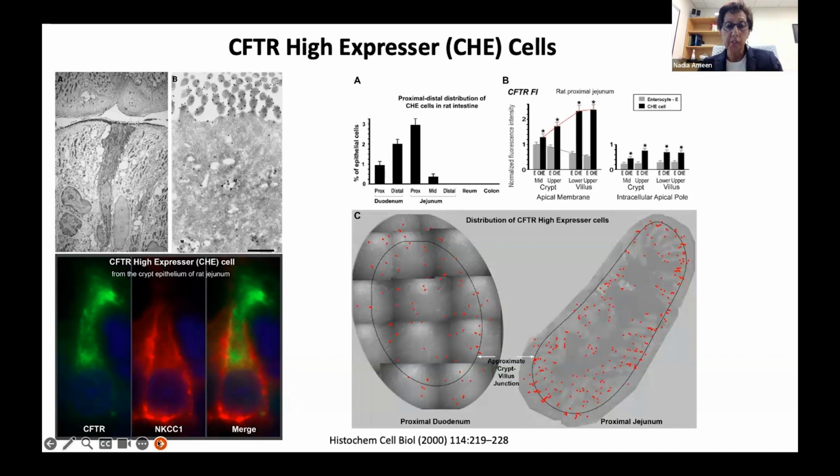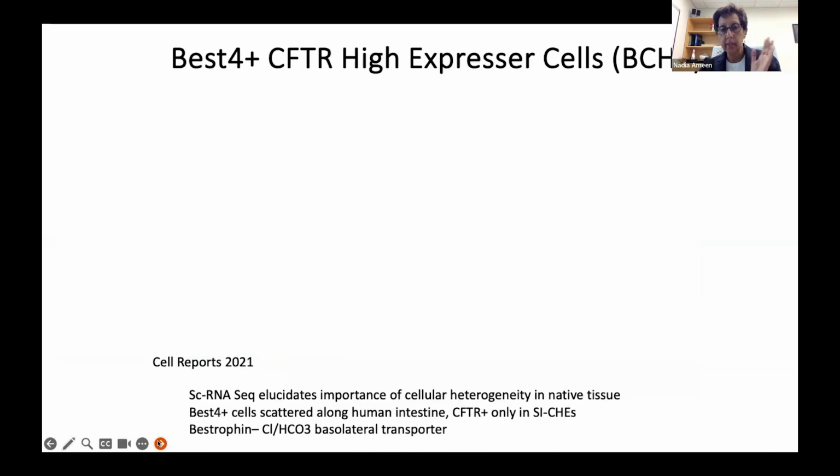We also looked at the distribution in the rat intestine. You can see here that most of these cells are in the proximal small intestine, and the highest abundance of these cells is actually in the proximal jejunum, shown graphically here, and also in this image where you can see lots of these cells in the proximal jejunum. They're also in the duodenum, but they're absent in the ileum and in the colon. And these are published data.